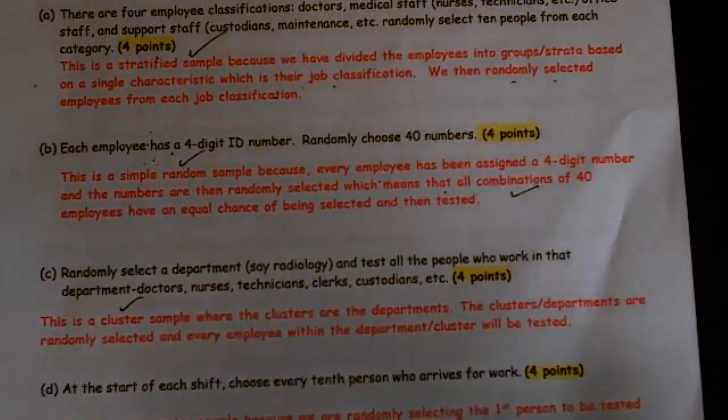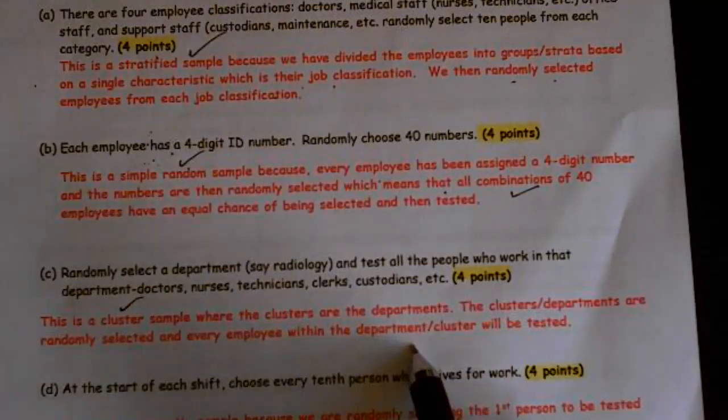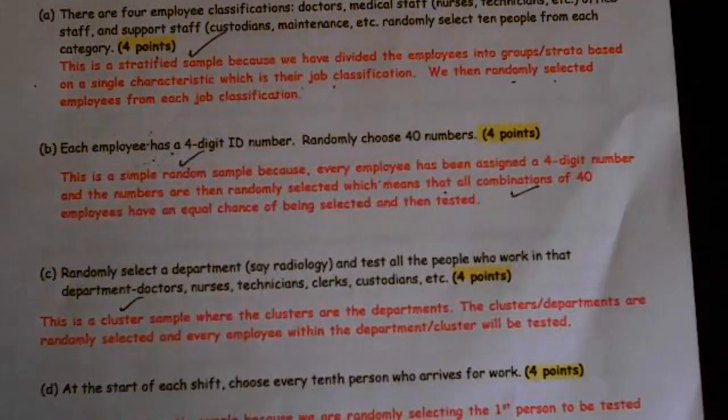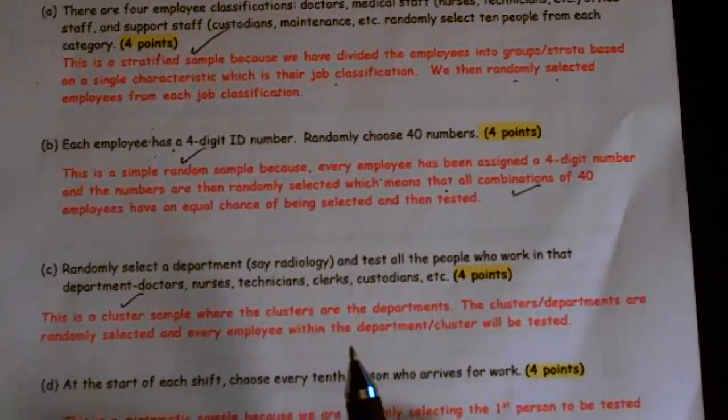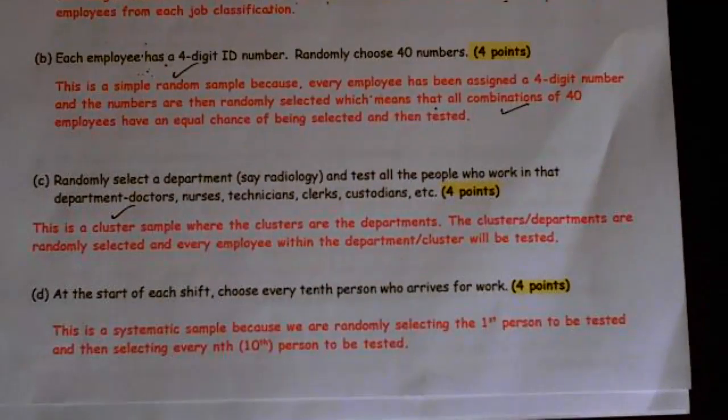And then you had to give why. The clusters are the departments, and every employee within the department will be tested, or a census will be conducted within the department. So once again, we had to have a definition justification, and we put that up on the board that a justification can often be a definition.